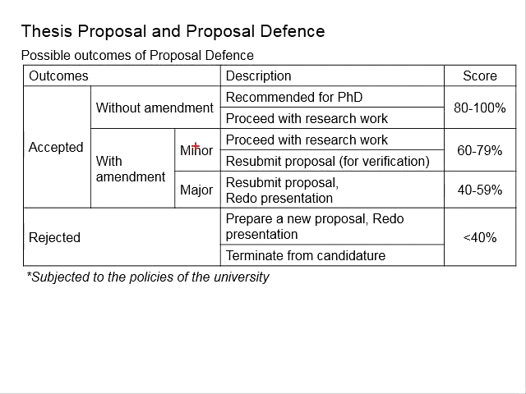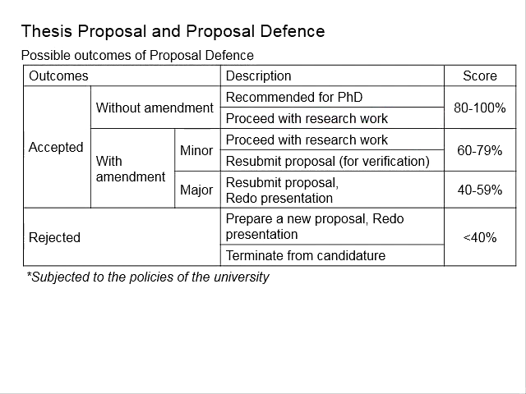Next, the other outcome is that it will be accepted. The best outcome that you would like to have is acceptance without any amendment. It means that you are nearly perfect in terms of your proposal. Very minor things require revisions, or there is nothing for them to advise for further improvements. There are two possible outcomes. Either you are recommended for PhD if you are doing the masters, or you proceed with the research work.